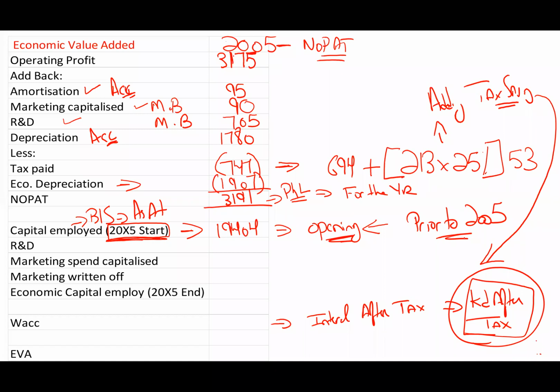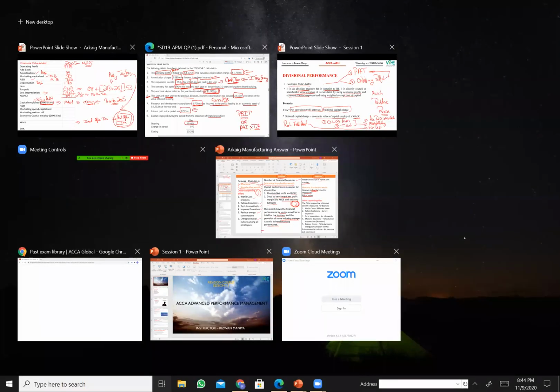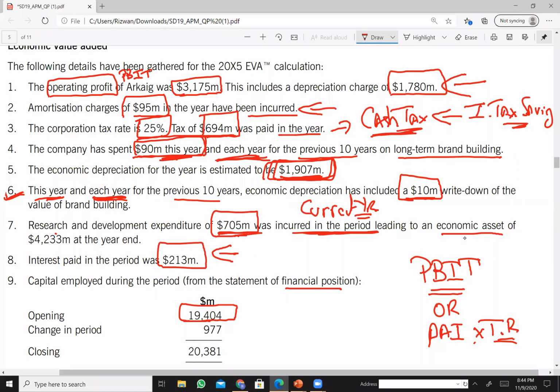Exactly. So let's add back. Obviously, it's a double entry. When you add back something in profit, the impact goes in the balance sheet as well. But this is the start of 2005. So let's add back. Research and development cost of 705 was incurred in the current period. So this was considered when you were working out the profit for the current year, leading to an economic asset of 4233 million at the year end.